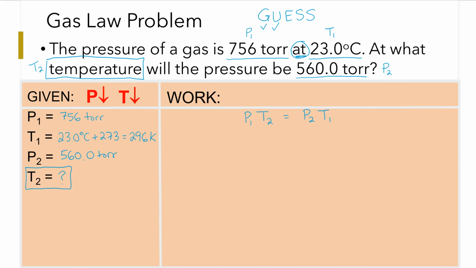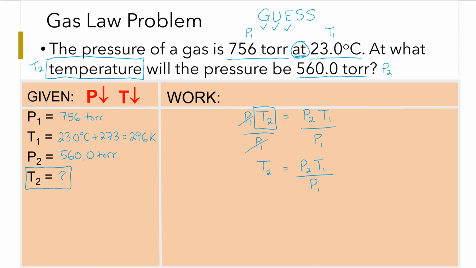So I have my equation. I need to solve for T2, so I need to isolate T2 or get it by itself. In order to do that, I need to divide both sides by P1. P1 on the T2 side cancels out. So I'm going to rewrite it just to make it look nicer: T2 equals P2 T1 divided by P1. So I have my variable isolated.